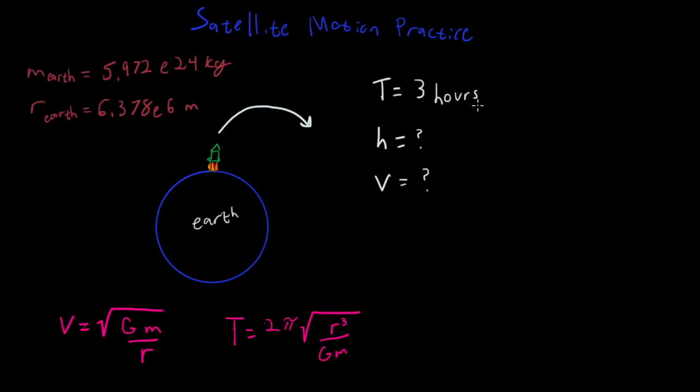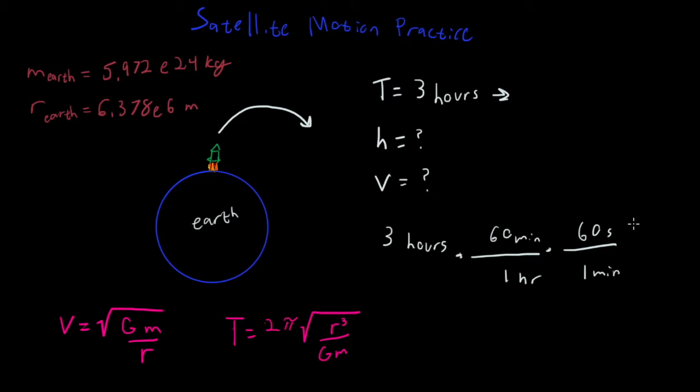So, a period of 3 hours, the first thing we need to do is convert this into seconds. How many seconds are in 3 hours? Well, to do this, I'm just going to go 3 hours. And in 1 hour, there are 60 minutes. And in 1 minute, there are 60 seconds. That's going to give me 10.8 E3, so about 16.5 E6 seconds. So that's going to be our orbital period.